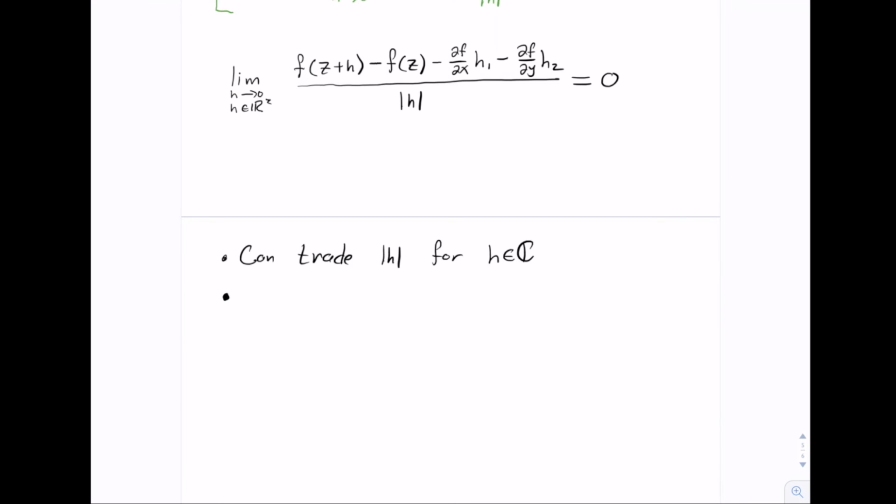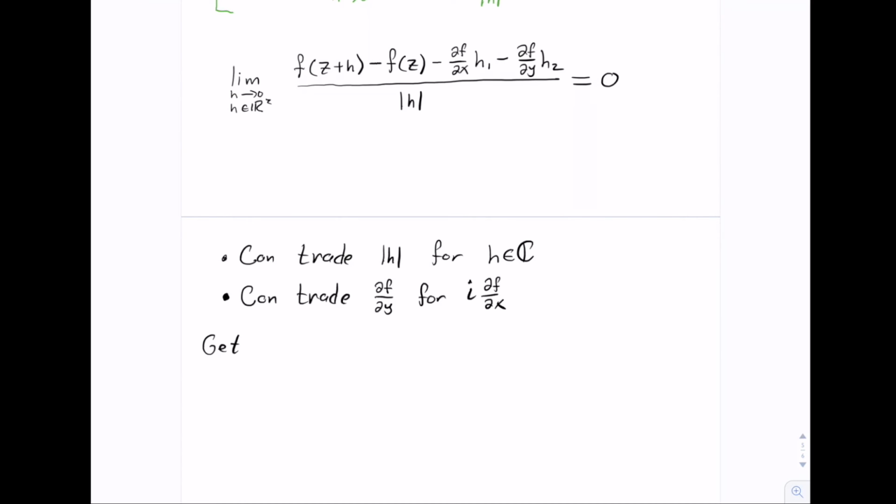Also, we're assuming that the Cauchy-Riemann equation holds here. So we can also trade, the Cauchy-Riemann equation says partial f partial x is equal to 1 over i times partial f partial y, but if we move that 1 over i over, we see that we can trade partial f partial y for i times partial f partial x. So we can do both of these things without changing the value of the limit.